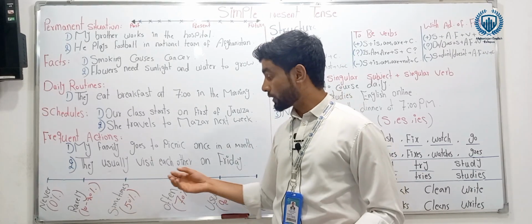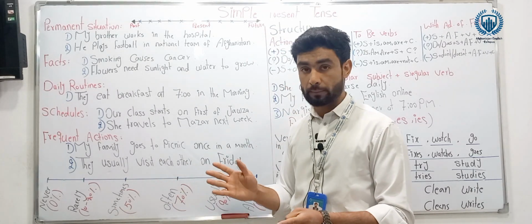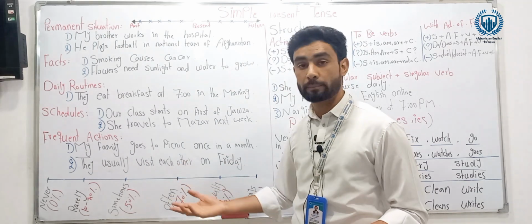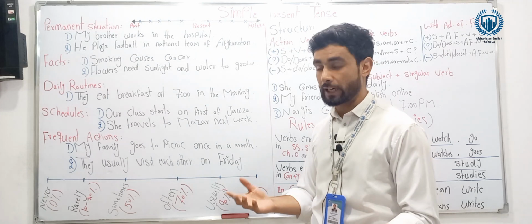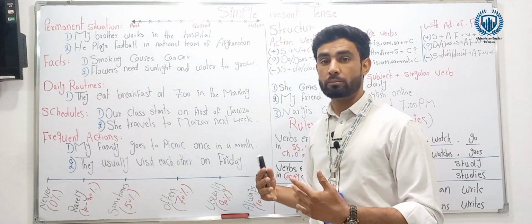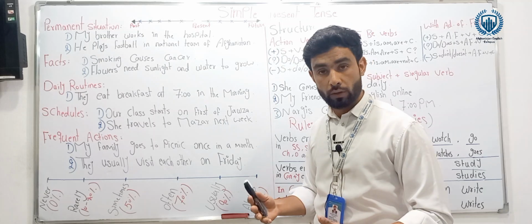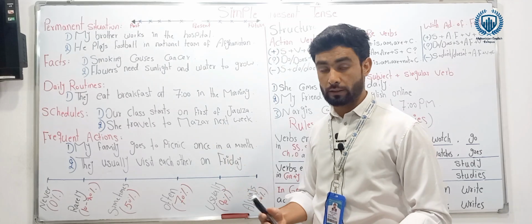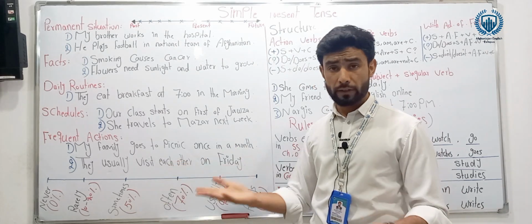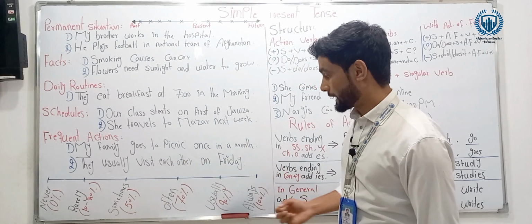And for 50%, if something happens on and off, you can use sometimes. Sometimes is used for actions on and off. It means you do it for one day, then you miss it the next day, and you do it the day after, and you miss it the day after that. So in the same way, for on and off actions, you can use sometimes.